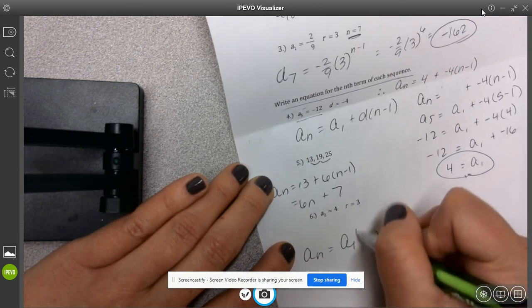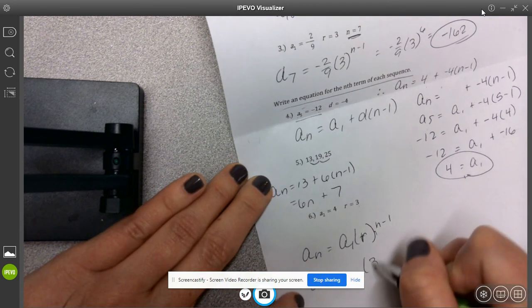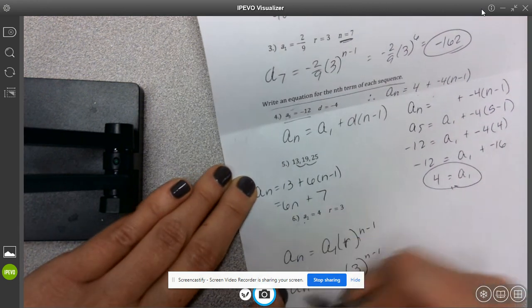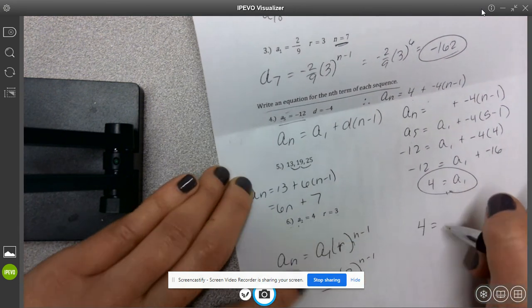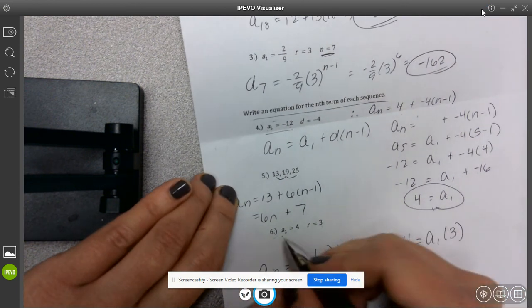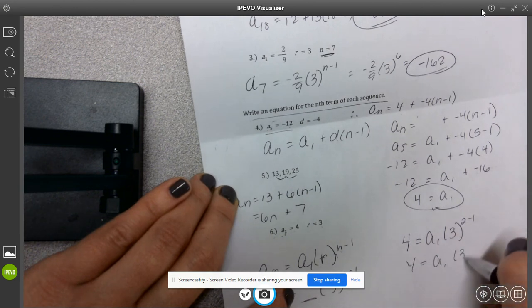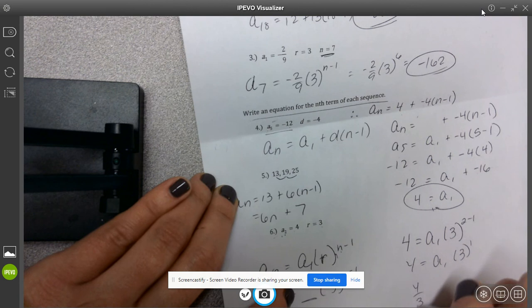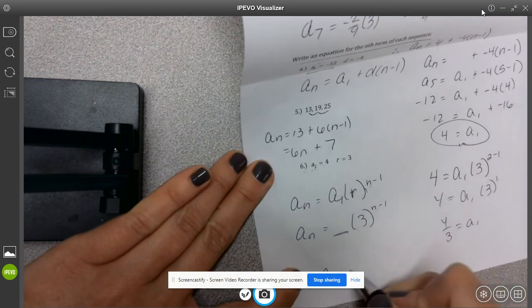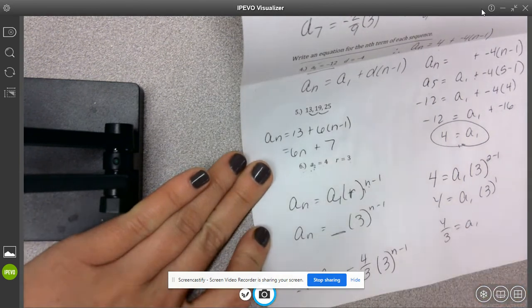Well, it's an r, so we're not adding this time. We're going to multiply by r. What can I replace? I need to replace a sub 1. I need to replace r, and I need to put that there, and then that's it. So I know I have a sub 2, which is 4. I don't know my a sub 1. I know my common difference is 3. Or I'm sorry, my common ratio. My n is 2 here. So knowing everything I know, can I figure out what my a sub 1 is? Absolutely. 4/3. So my equation is a sub n equals 4/3, 3 to the n minus 1.